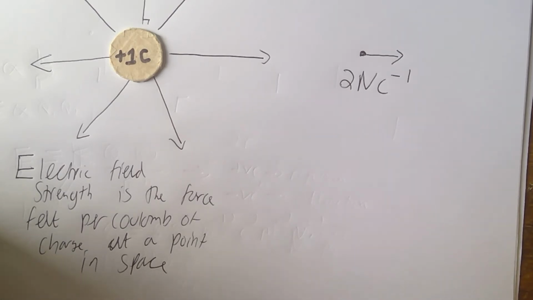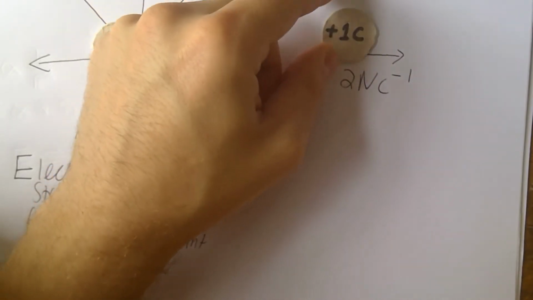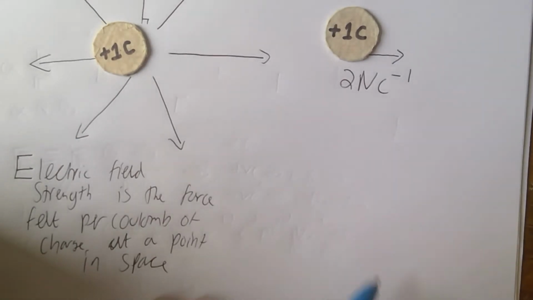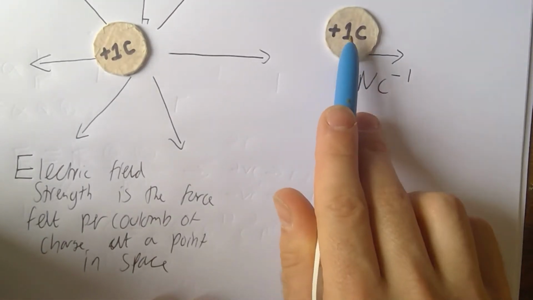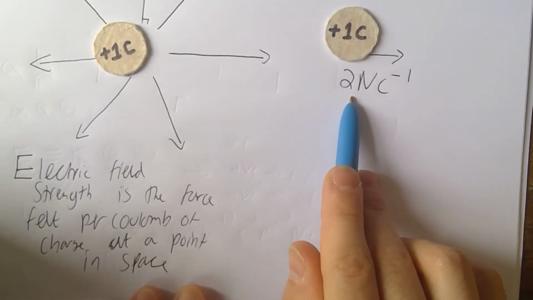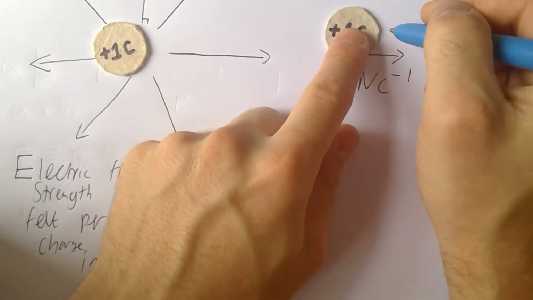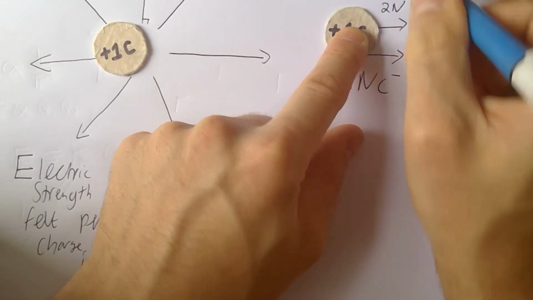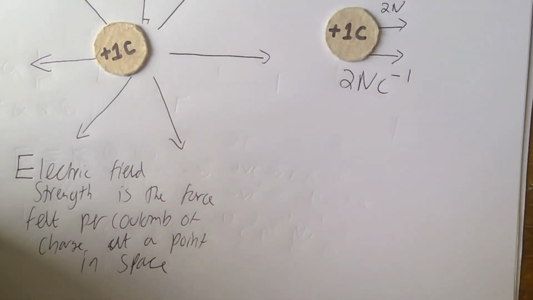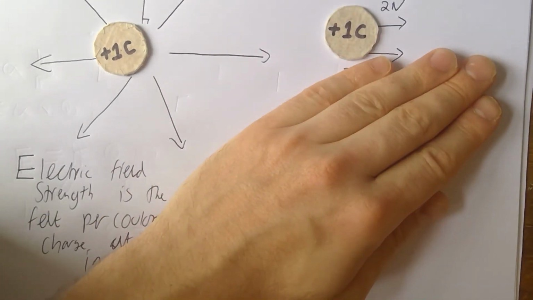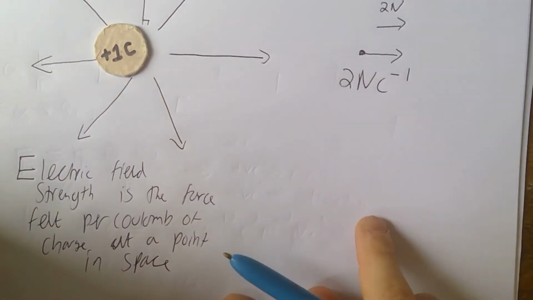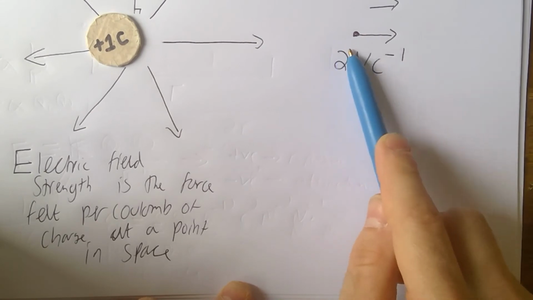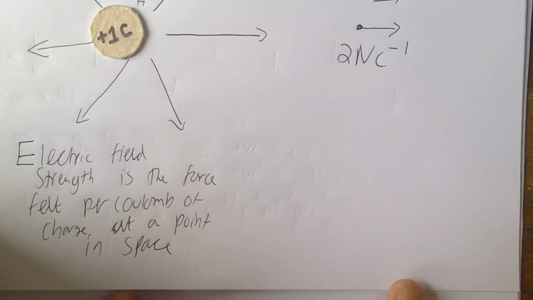So if I was to, at that point in space, put a +1 coulomb, it means that for every coulomb, 2 newtons of force would be felt. This charge would feel a force of 2 newtons away from this charge. If it was there, I might think of the force. If there's nothing there, I might think of the field at that region in space.